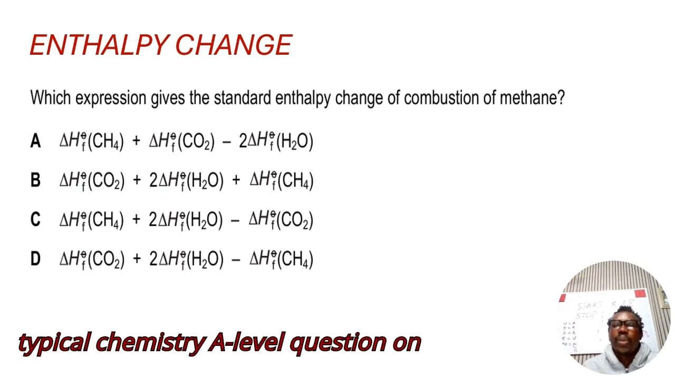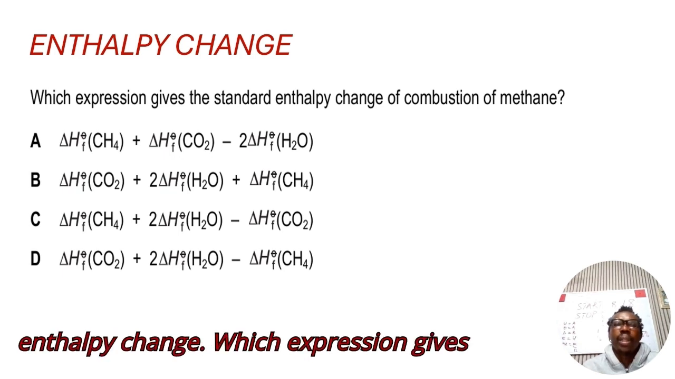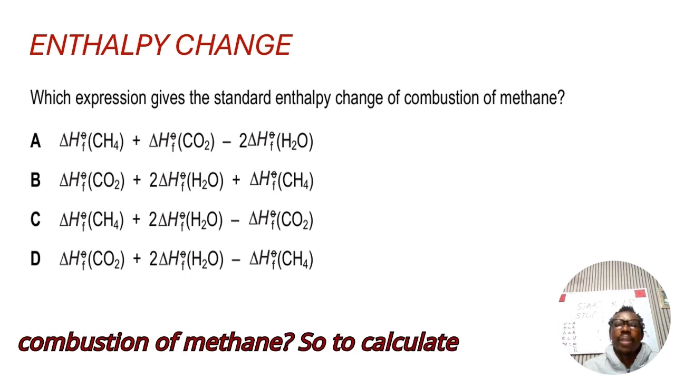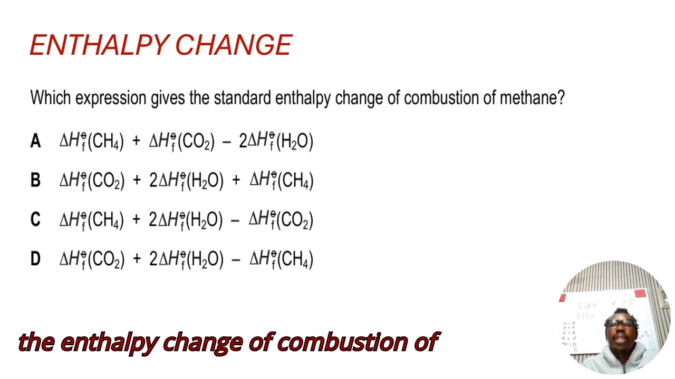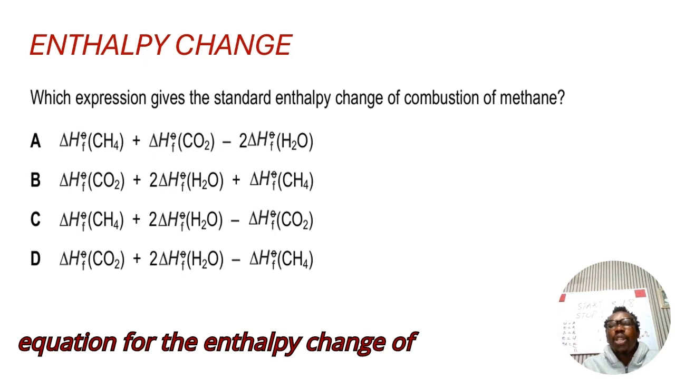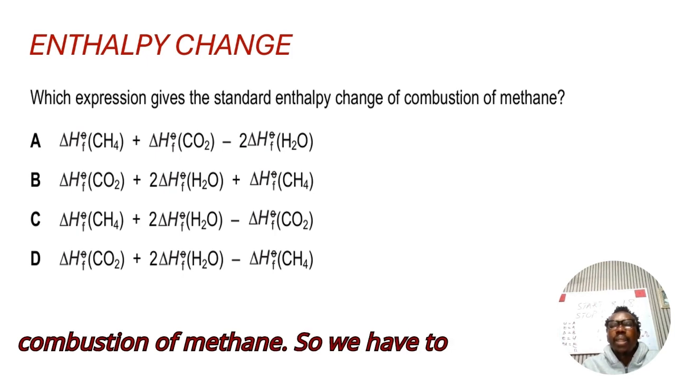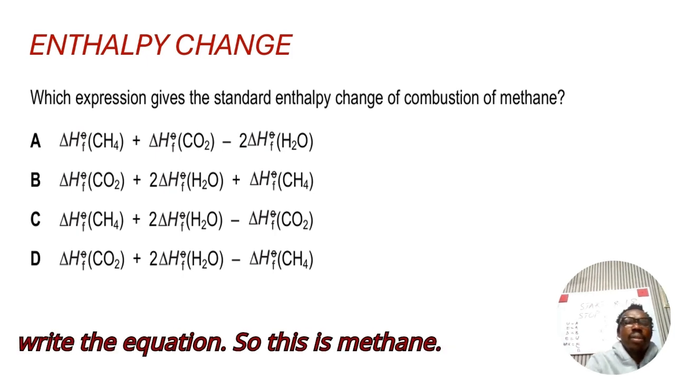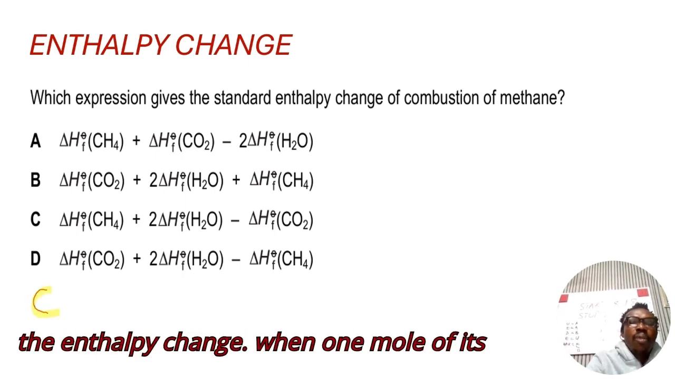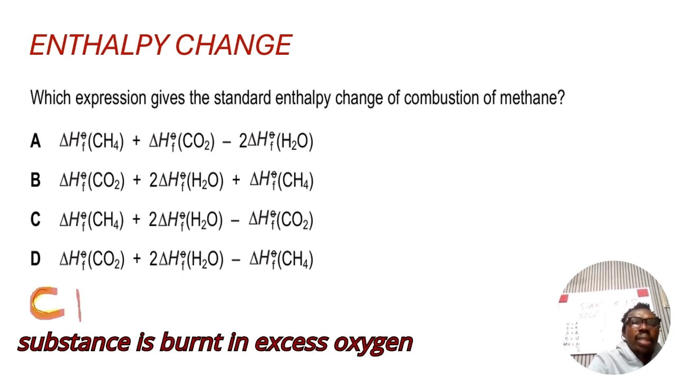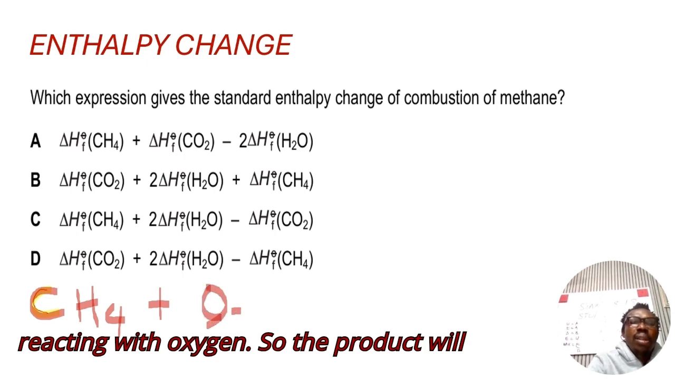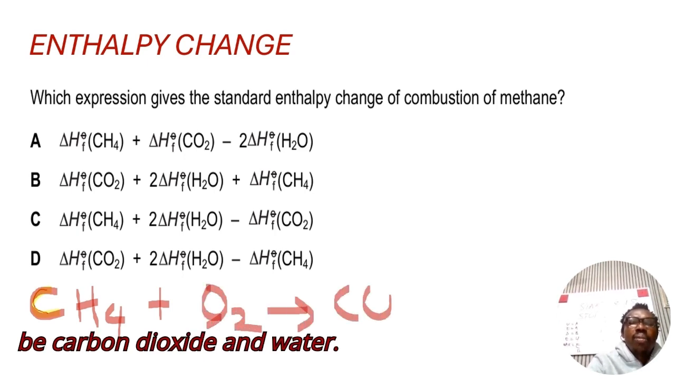Before us, a typical chemistry A-level question on enthalpy change. Which expression gives the standard enthalpy change of combustion of methane? So to calculate it, we have to write the equation for the enthalpy change of combustion of methane. Enthalpy change of combustion is the enthalpy change when 1 mole of a substance is burnt in excess oxygen under standard conditions. This is methane reacting with oxygen, so the products will be carbon dioxide and water.